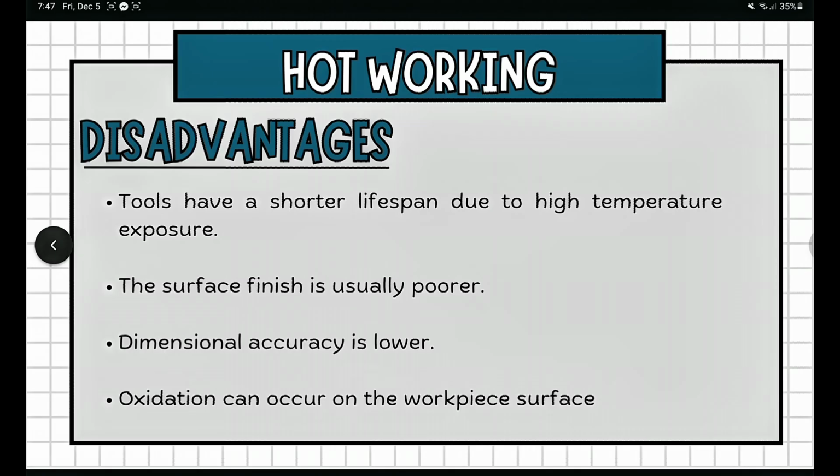So in summary, the choice between cold, warm, and hot working depends on the size, required strength, accuracy, cost, and purpose of the metal product. Cold working provides precision and strength. Warm working offers a balance between force and formability, while hot working makes large deformation easy but requires more energy and results in rougher surfaces. So that's it for my report, and thank you for listening.